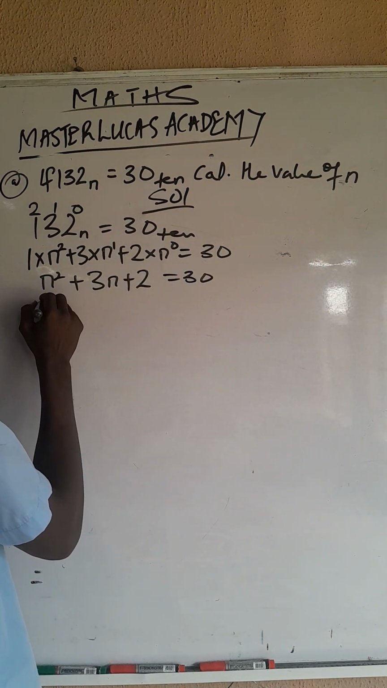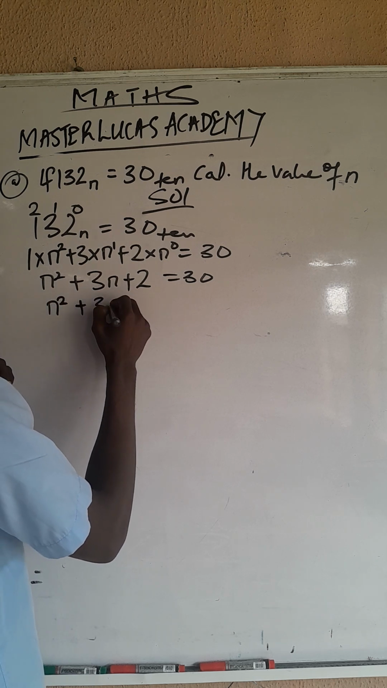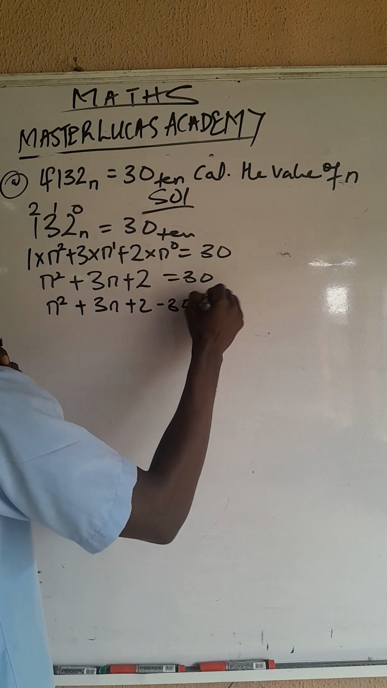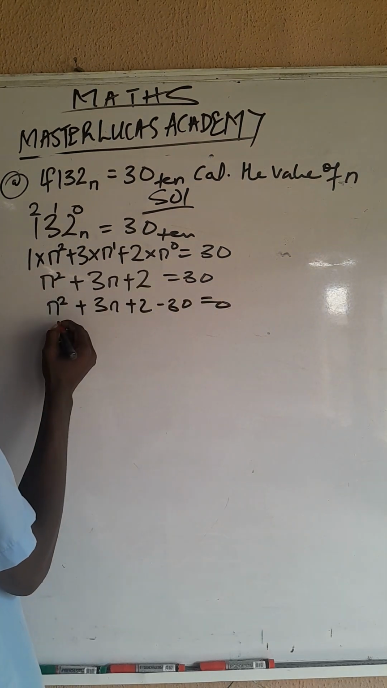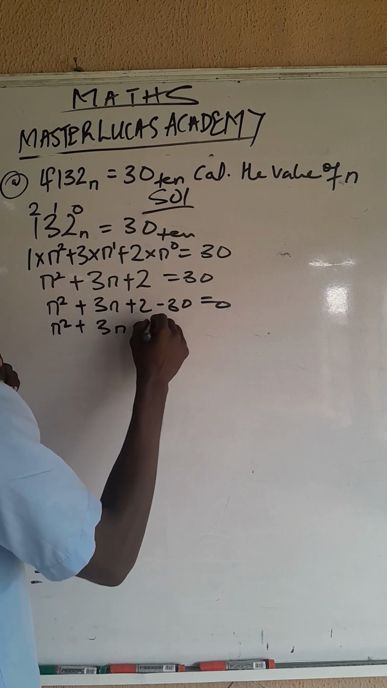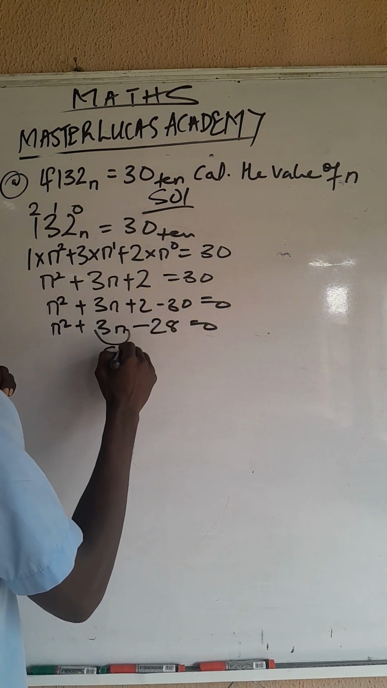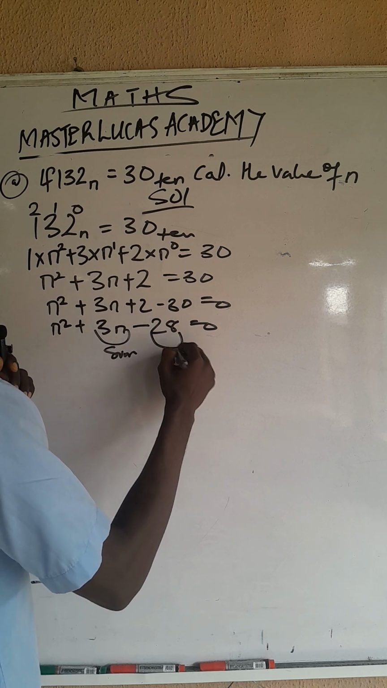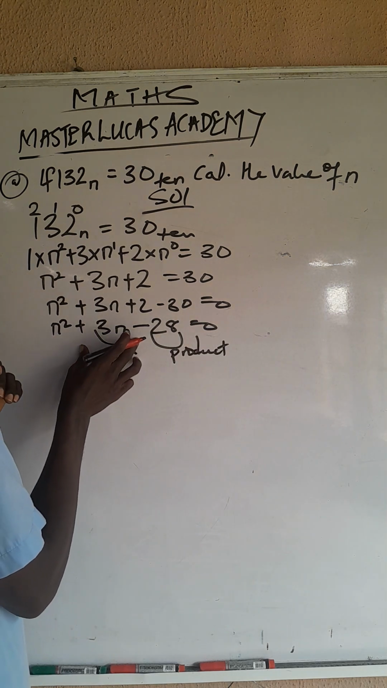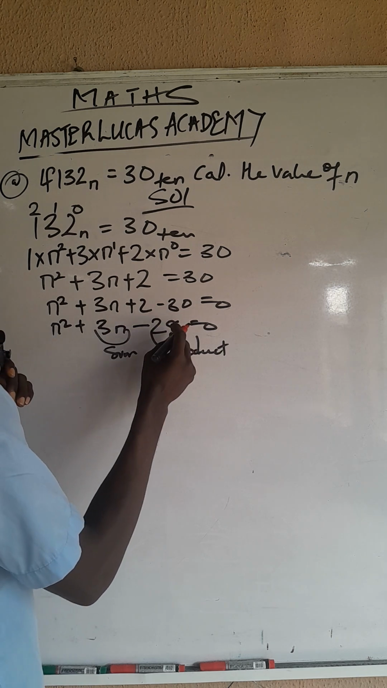So the next thing is n squared plus 3n plus 2. Bring this one here, we give you minus 30 equals 0. So what are you going to do next? n squared plus 3n, subtract, minus 28 equals 0. Now you look for the sum and the product. What is that number that when you look for the sum, it gives you plus 3, and when you look for the product, it gives you minus 28?